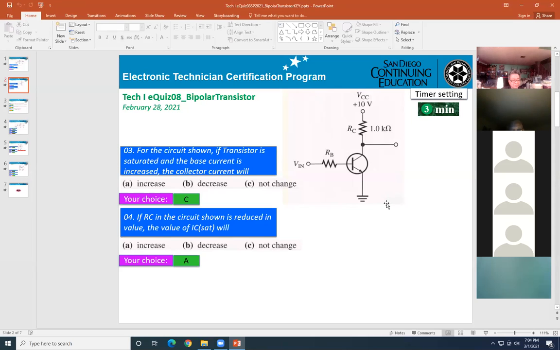Because it's in the active region. IB is horizontal, or IC is horizontal for IB, because VCE is 0. Now you get the formula IC equals beta times IB, right? That formula only applies to the active region. When they are amplifiers, then you can use that formula. When they are saturated, you cannot get any gain for the current IC. So that's why they say no change.